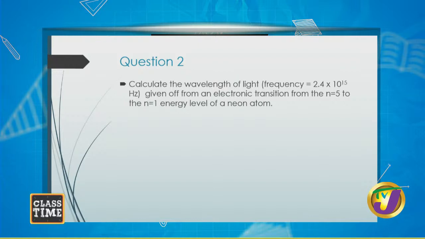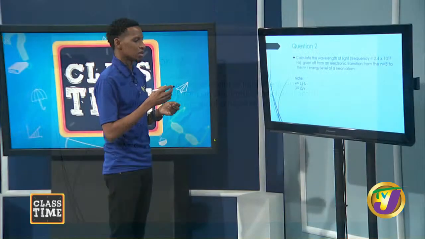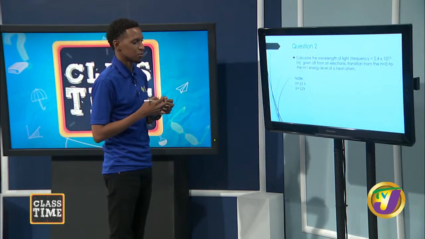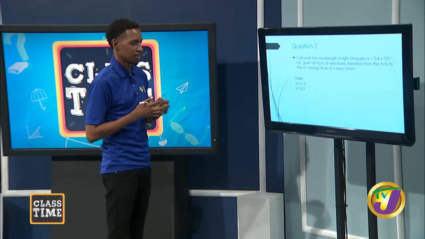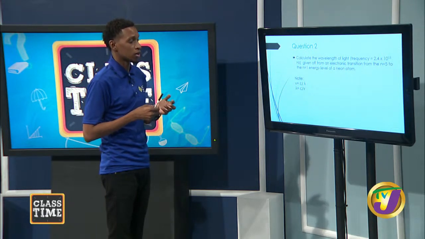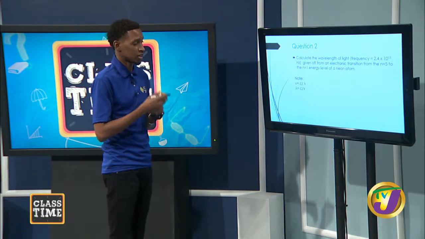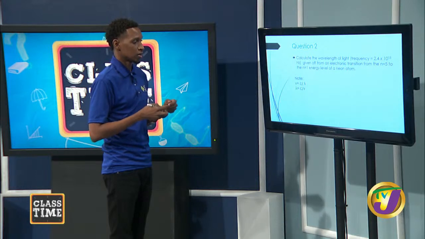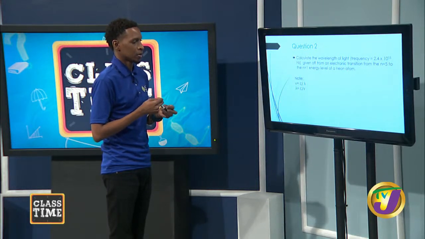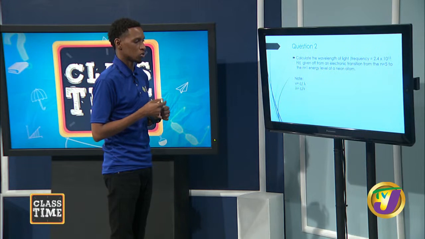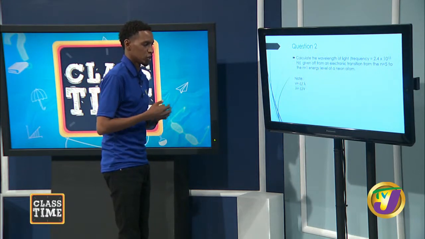All right. So for this question, we'll use the equation nu is equal to c over lambda, where nu, which is basically a v, is equal to c over lambda, where c is the speed of light, lambda is the wavelength. In this question, we want to calculate the wavelength, so we have to transpose the formula to find the wavelength. And lambda is now equal to c over the frequency.